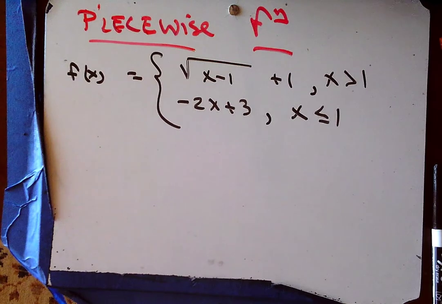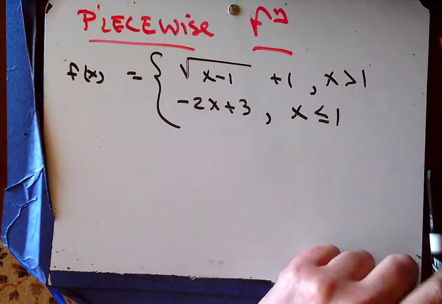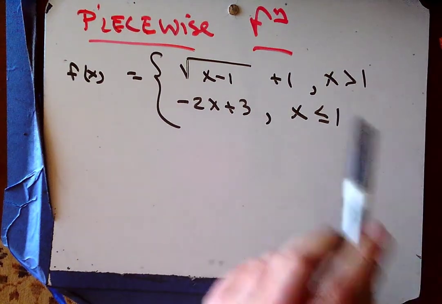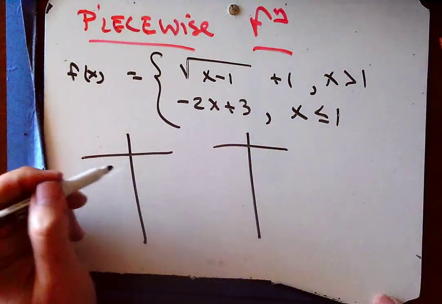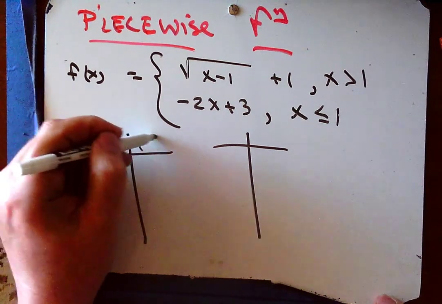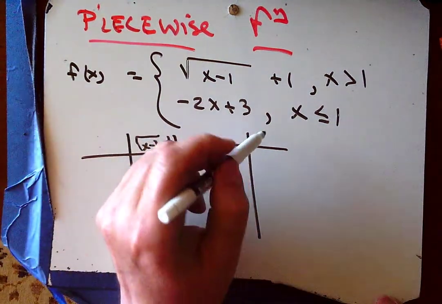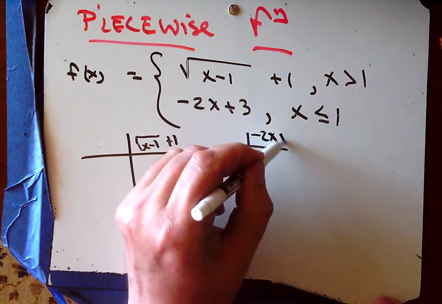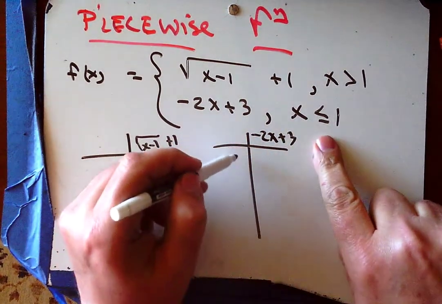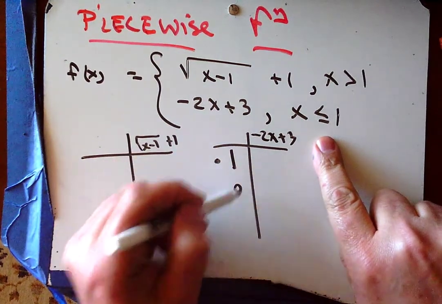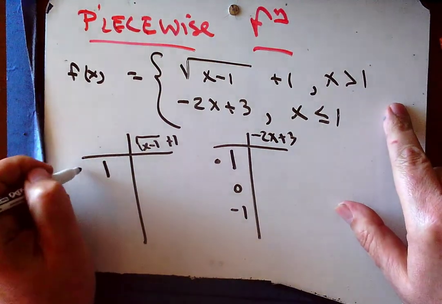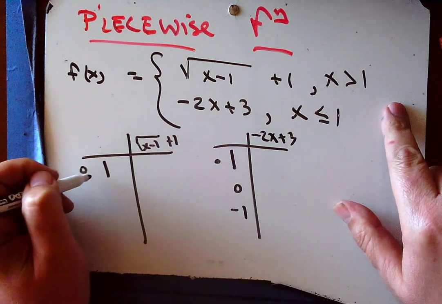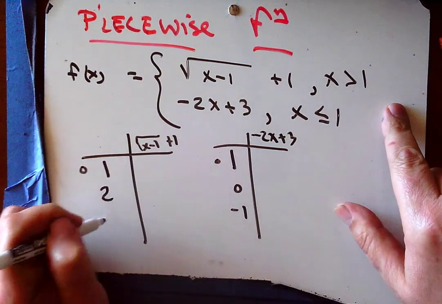Okay, so I want to make those two t-charts. I want 1 to show up on both of those t-charts. Oh, I didn't show you with the last one what happens when you don't include that point. I'll do it this time. Okay, so two pieces. This piece, square root of x minus 1 plus 1, and this piece, negative 2x plus 3. For x values less than or equal to 1, so 1, 0, negative 1. And here, I want x values that are bigger than 1, but yes, I'm plugging 1 in here with an open circle. Okay? 2 and 5.